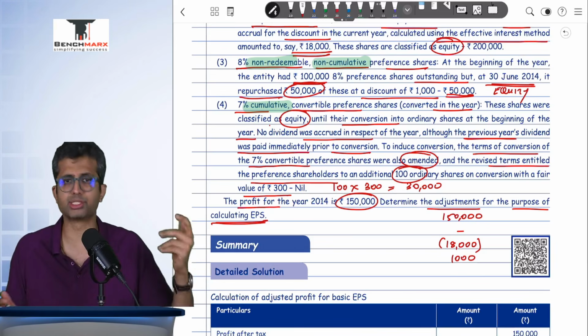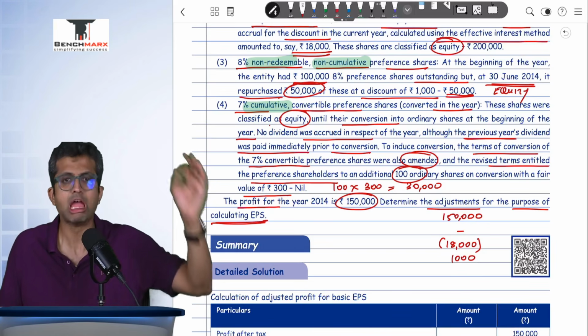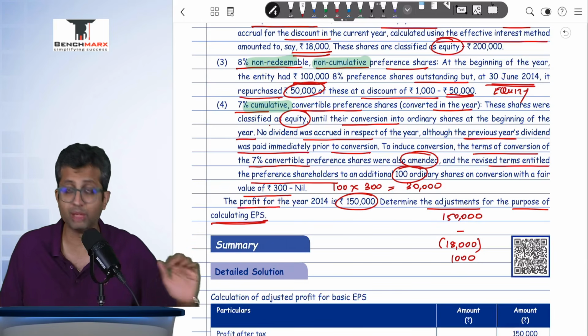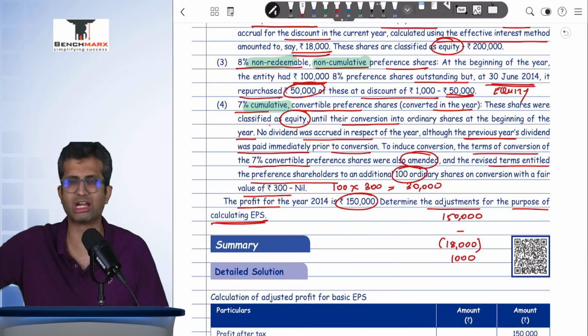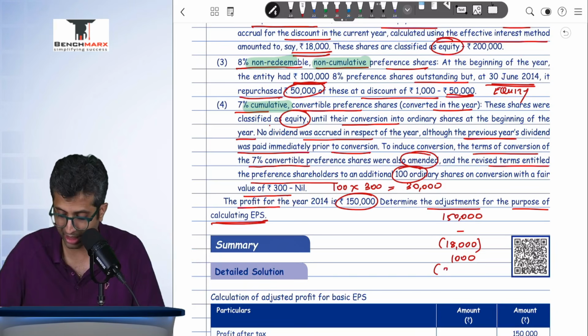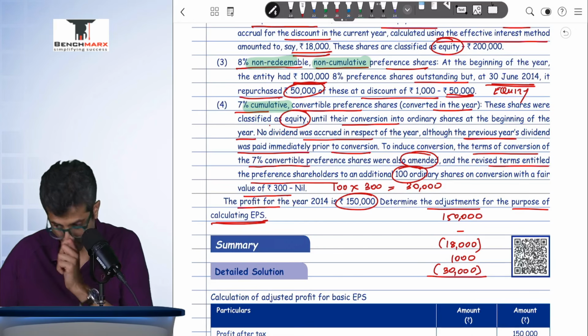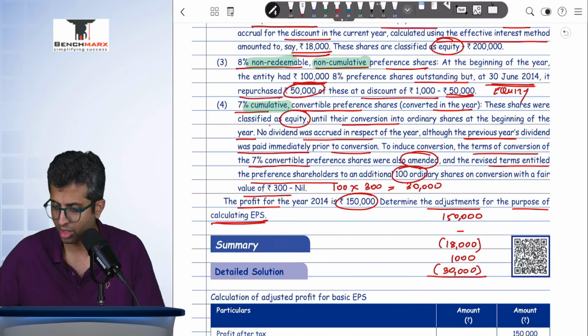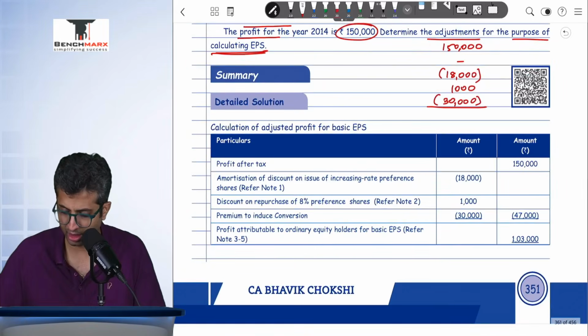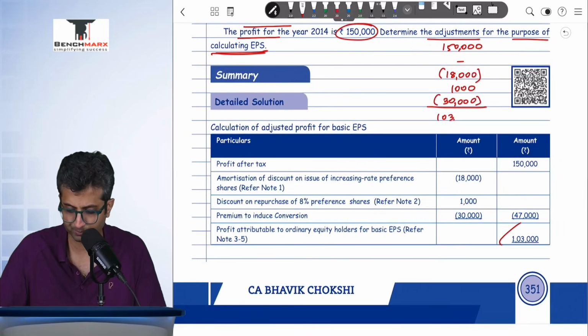Now correctly it has considered this, because these are payments to equity items, and it would not have gone in the P&L because it is a payment to an equity item which goes under retained earnings, and hence I will subtract this separately. This is a 30,000 additional payment, and hence your adjusted balance would be what? 150 minus 18 plus 1 minus 30. So over here, can I say 1,03,000?